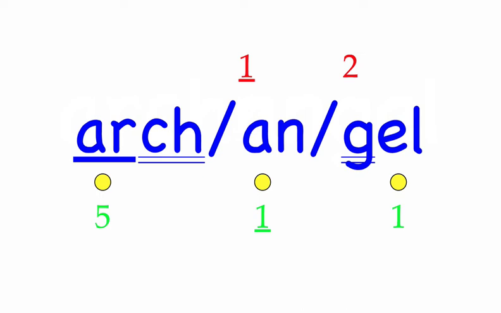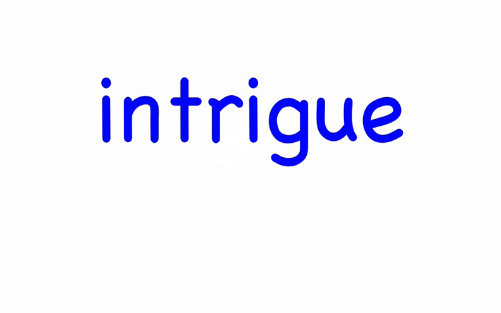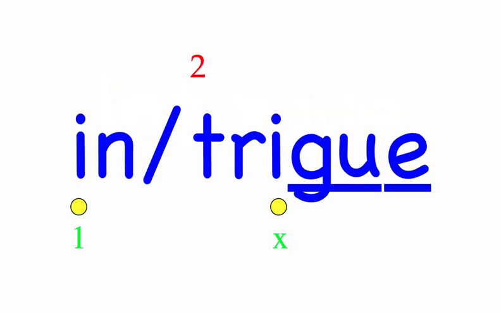Intrigue. Intrigue. There was a great deal of intrigue in the office politics. Intrigue, 2 syllables. First syllable in, 2 sounds: i, n. Trigue, 4 sounds: t, r, e, g. Intrigue. Mark the word. I is representing the long E sound here, so we put an X under it to indicate it's representing a sound it normally does not.